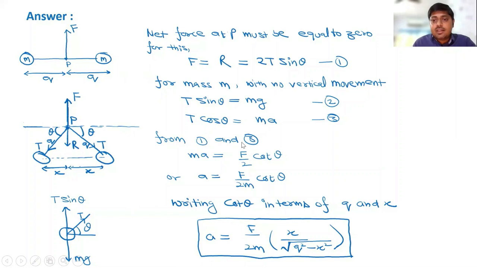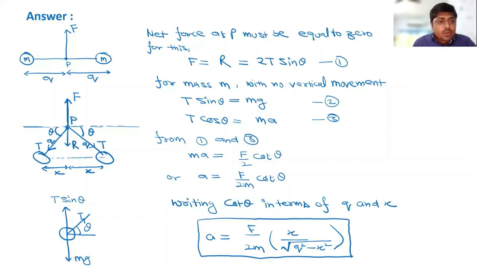From relation 1 and 3, 1 is this and 3 is this, we can write ma is equal to F by 2 cot theta. Or we can write further in the form of F by 2m, that is a, or the acceleration is equal to F by 2m into cot theta. Here we see the angle of the string with respect to the horizontal plane is theta, and this angle and this angle will be the same.